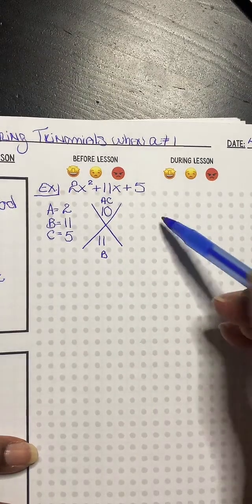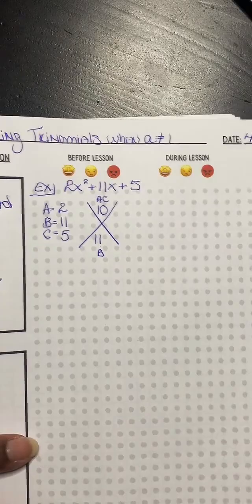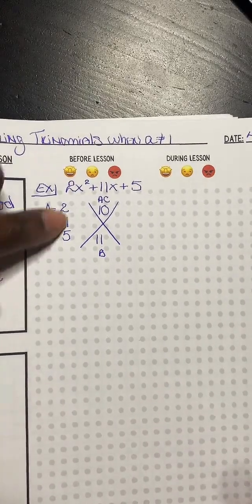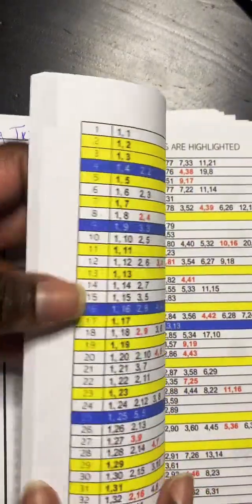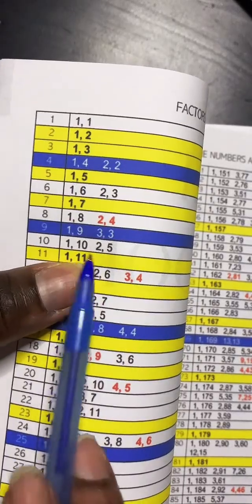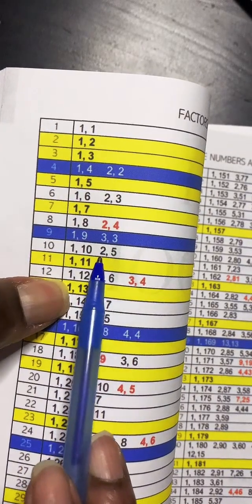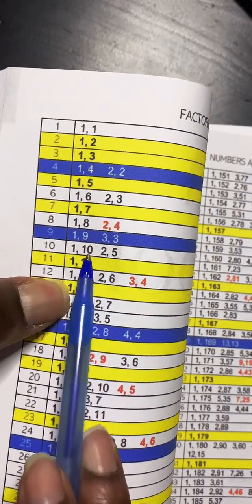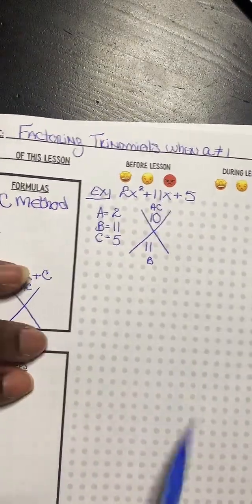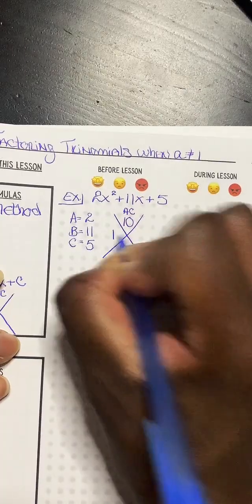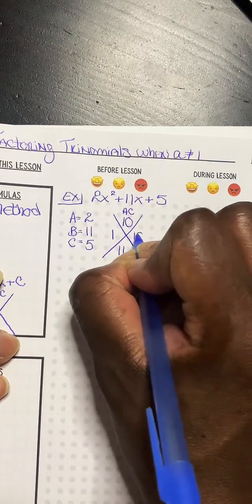All right. So now we're trying to think, and most of you guys got it. If I'm thinking of two numbers multiplied to give me 10, so let me go find 10. Okay, here's 10. I got 1 and 10 and 2 and 5. 1 plus 10 gives me the 11, and that's what we're looking for. So that means you got a 1 here and a 10 here.